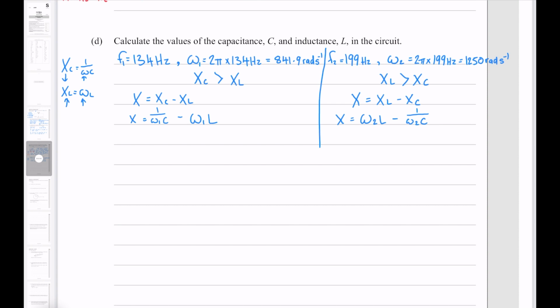And so my first step is going to be to add omega-1 L to both sides and subtract X from both sides, which will leave me with this. And now if I divide both sides by omega-1, I'll have solved it. Now let's solve the other frequency. For this, I'm going to swap the sides around and add 1 over omega-2 C to both sides. And now dividing both sides by omega-2.